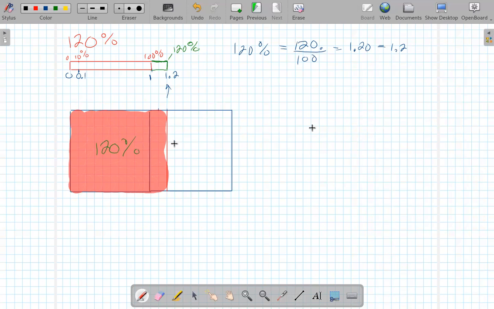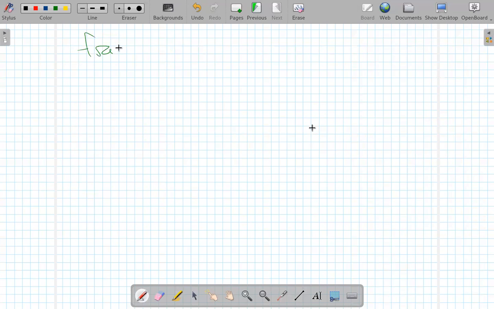So percentages can be more than 1, more than 100%. They could be less than 100%. Percentages can also be fractions of 1%. Let's think about that for a moment. Fractional percentages. That is less than 1%. So I'm going to draw another grid in here for 100%.